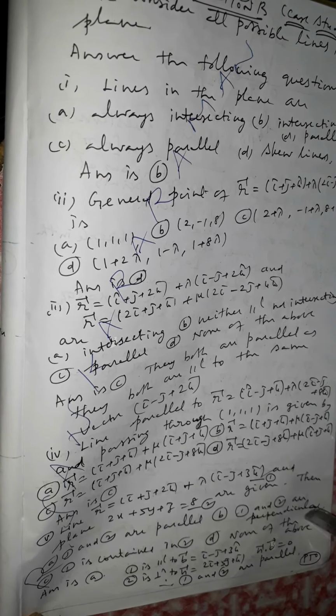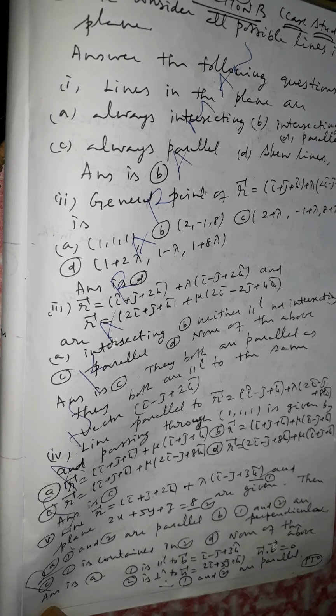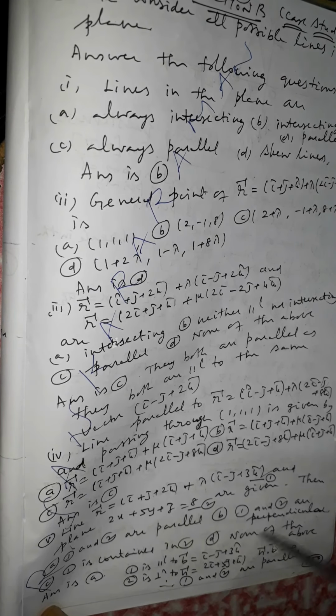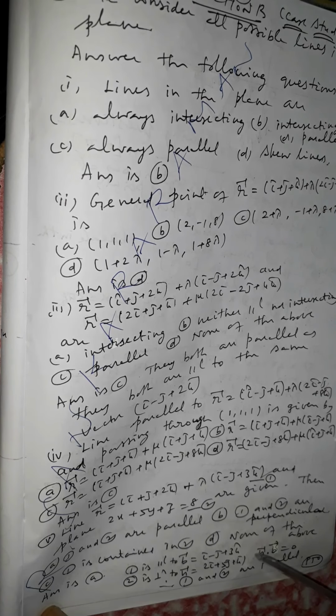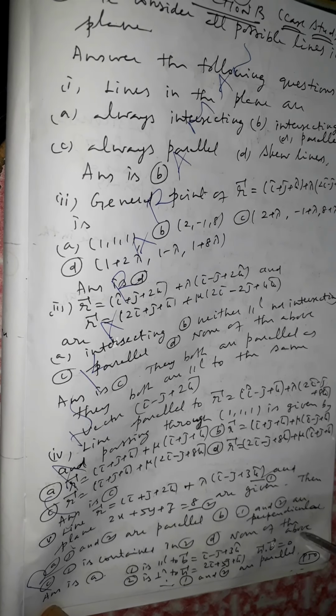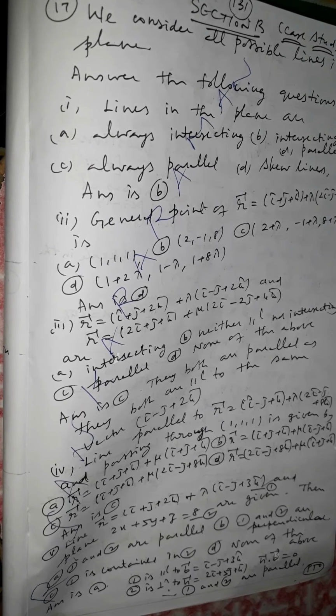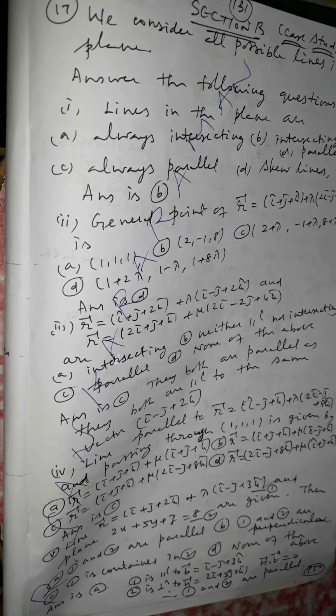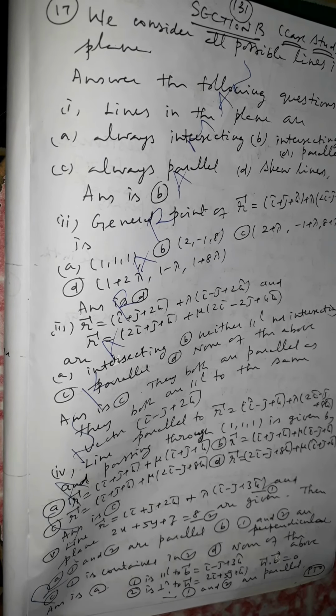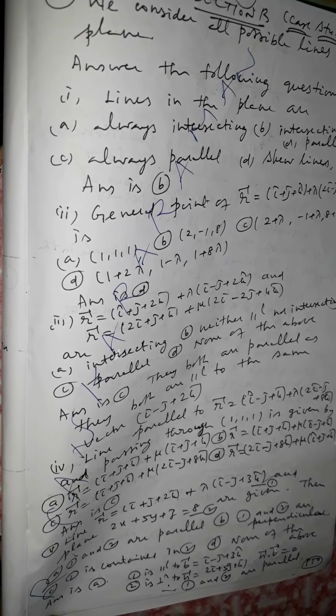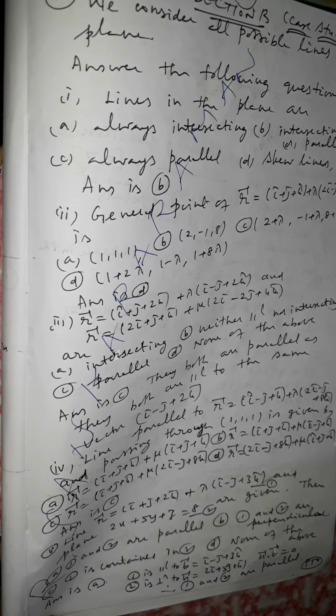Now here line 1 is parallel to b vector, that is i minus j plus 3k. Plane 2 is perpendicular to n vector 2i plus 5j plus k, as n dot b is 0. Therefore 1 and 2 are parallel. That is, vector b is perpendicular to the normal n vector. Therefore the line is parallel to the given plane.